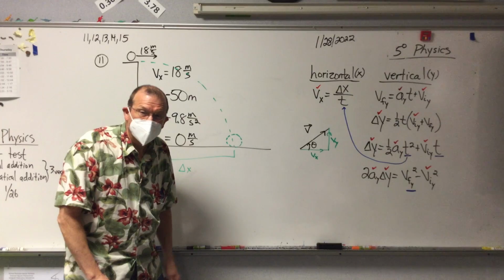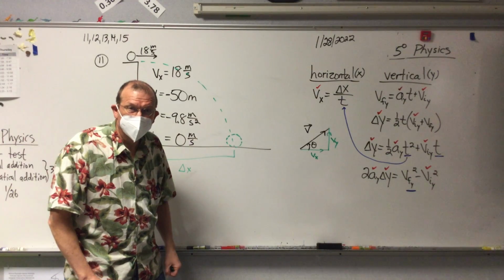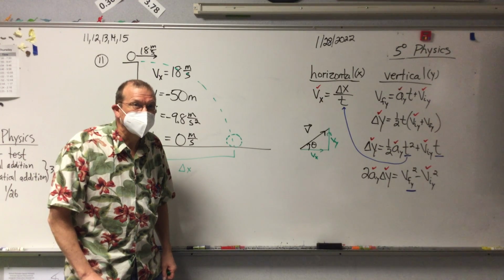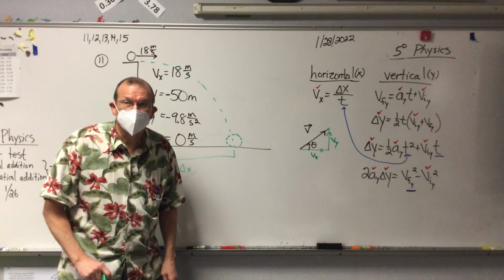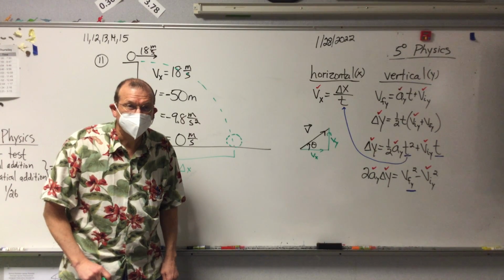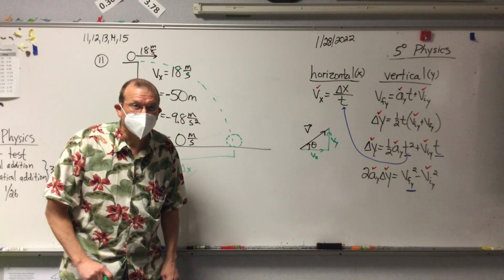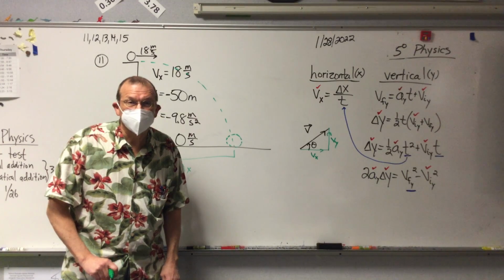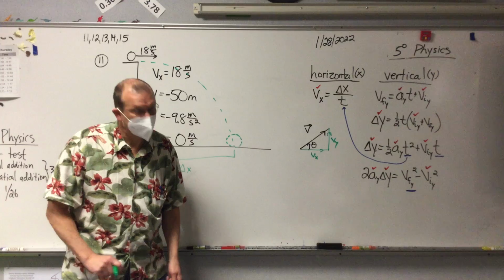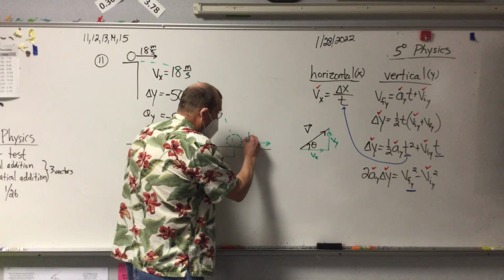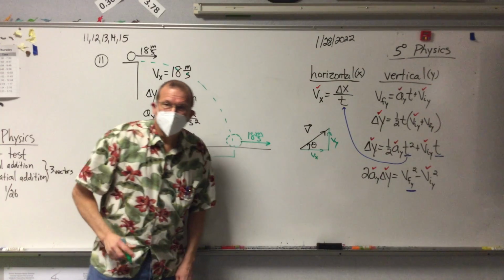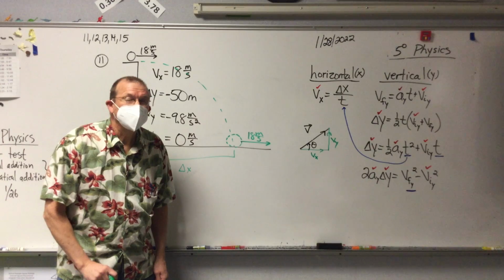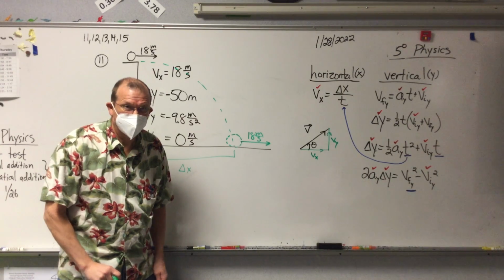Correct. What's my Vx going to be here? What kind of motion do we have horizontally in the x dimension? Okay. And how fast did we start moving horizontally? 18. So how fast are we moving horizontally at the end? 18. What are we doing vertically? Accelerating. Which way are we headed? Down. Okay.